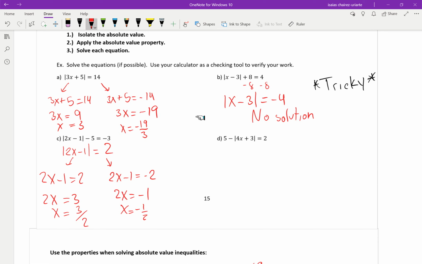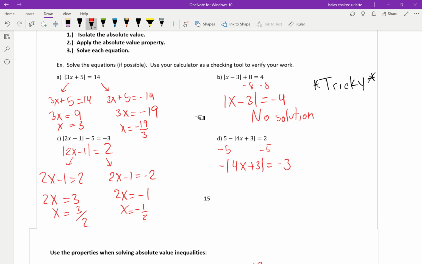All right, the last one. In the last one, I'm going to subtract a 5 first from both sides. So then that leaves me negative absolute value of 4x plus 3 equals -3.